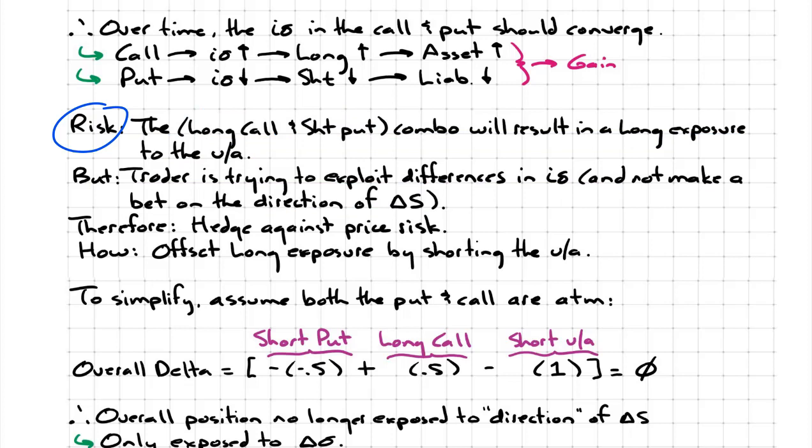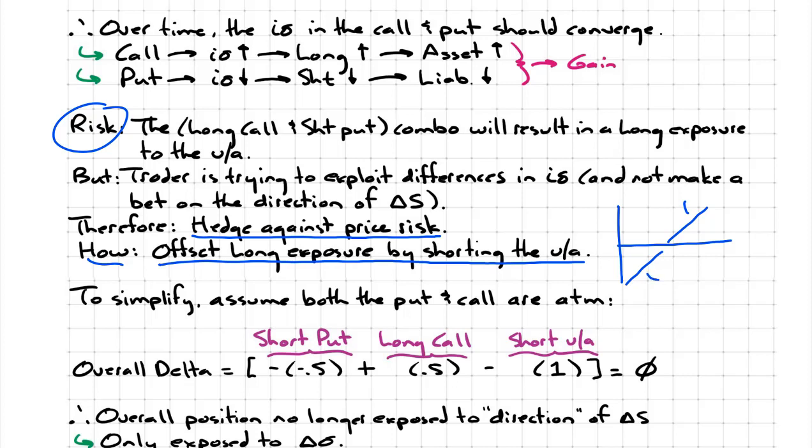So therefore, what the trader has to do is hedge against price risk. How? We offset the long exposure by shorting the underlying asset. Let me just show you again what's happening. When the investor took a long position in the call and a short position in the put, what was he trying to get at? He was trying to exploit the difference in the implied volatility priced into the call and priced into the put. But as he was trying to do that, he created a different exposure, because now he is exposed to what's happening to the value of the underlying asset.